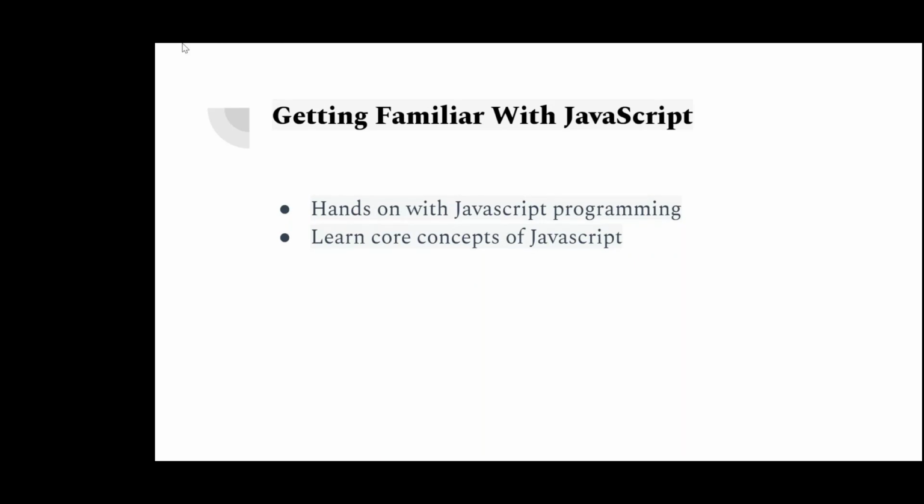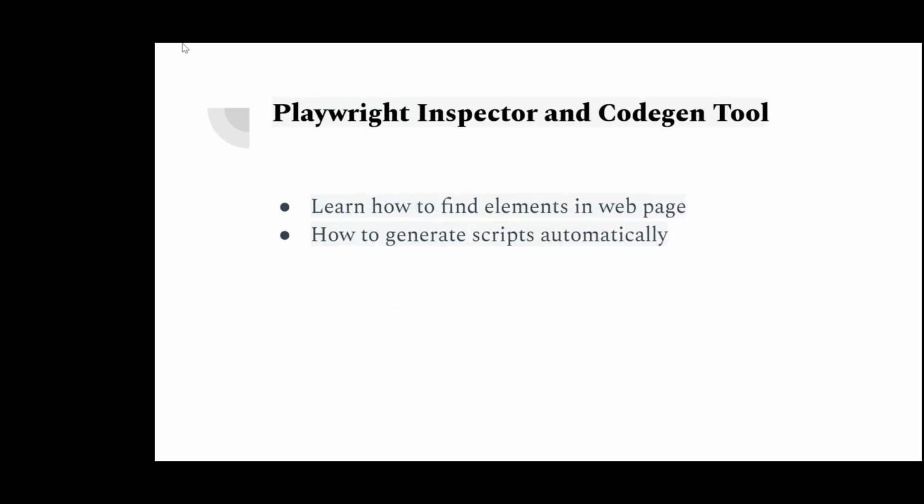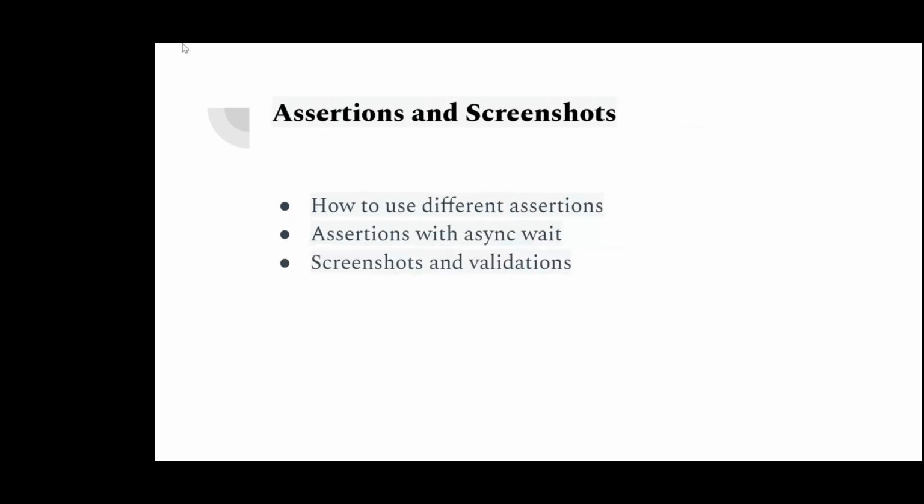Then again we will get back to Playwright: available methods and features, what the locators are, different wait techniques, how we extract text, and handling different UI components. Then the Playwright inspector and the codegen tool, how we inspect elements using Playwright, and how we can generate automated code with Playwright. How we do different assertions, how we take screenshots, and how we validate.